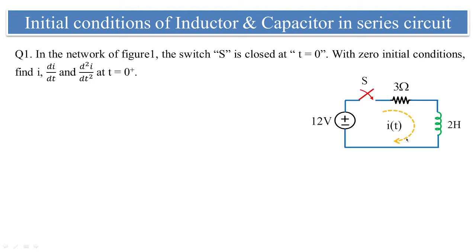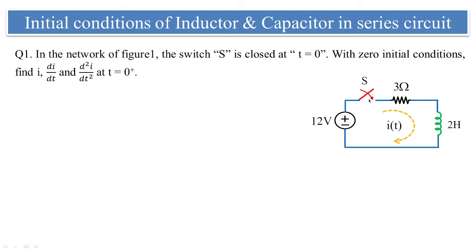Now you can see in this network where you have 12 volts, 3 ohms and 2 henries. There is a transient current i(t) flowing. The switch is about to be closed, so the switching condition is shown as on and off. Right now the switch is off, and then the switch is on. So it is stated that in this circuit, the switch is closed at t equal to 0. So at t equal to 0, the switch is assumed to be closed.